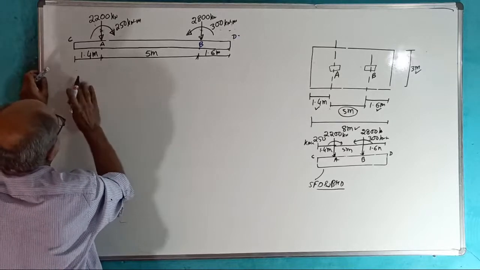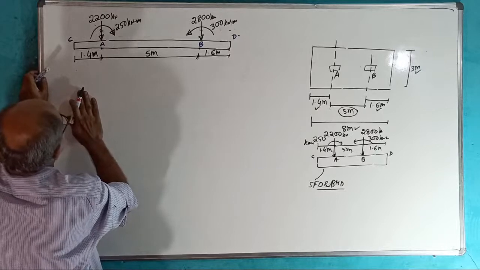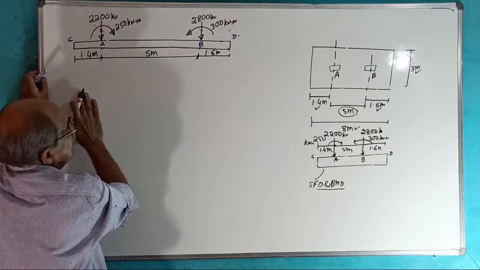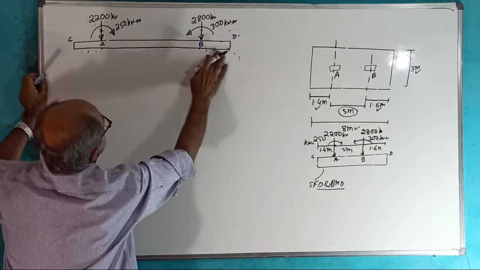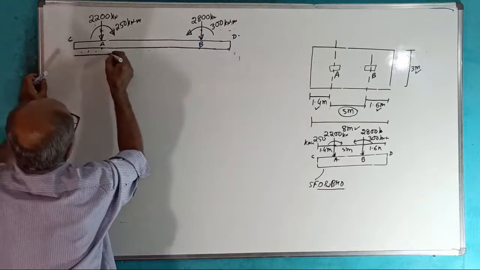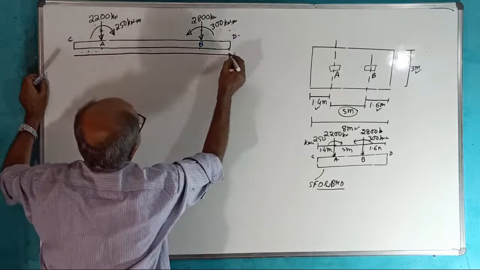Okay. Loading, I should show it down. It looks very odd. Okay. I write once again. The distance I will put afterwards. Now, for this beam, there is going to be an upward load.